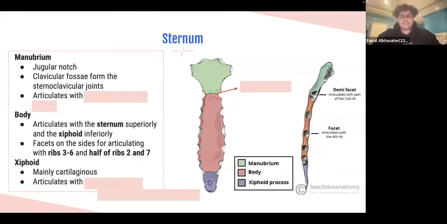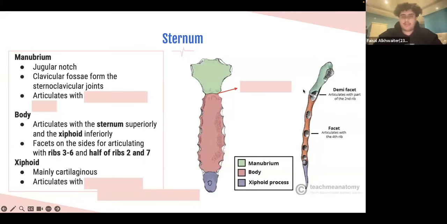The sternum is a three-part bone, made of the manubrium, body, and xiphoid process. It provides two functions: one is protection, and the other is the attachment of the costal ribs. So let's start with the manubrium. The manubrium has the jugular notch superiorly, and it articulates with the first rib and half of the second rib. And then you've got a very important joint here.